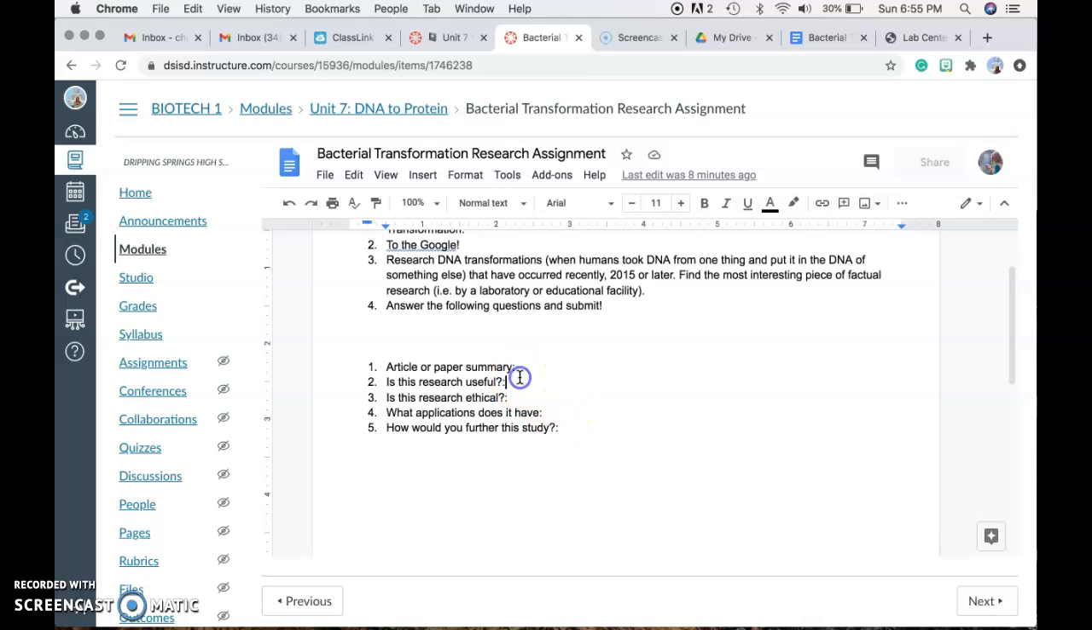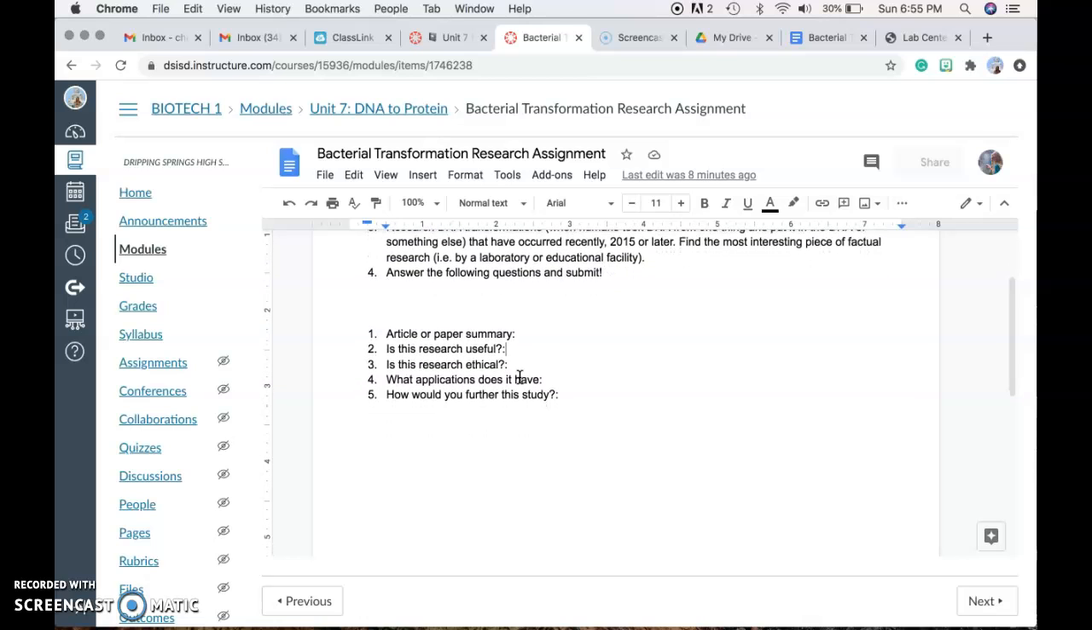Then tell me if you personally feel like this research is useful. And then again, another personal opinion, is this research ethical? If you think that it's unethical, tell me why. If you do think it is ethical, also tell me why. Give me some reasoning behind your thought process.